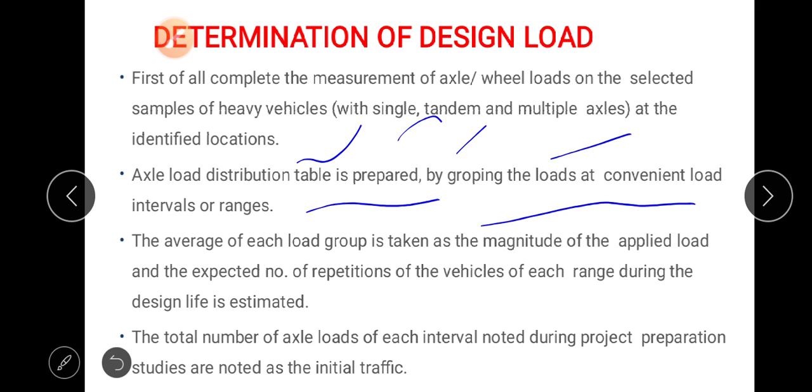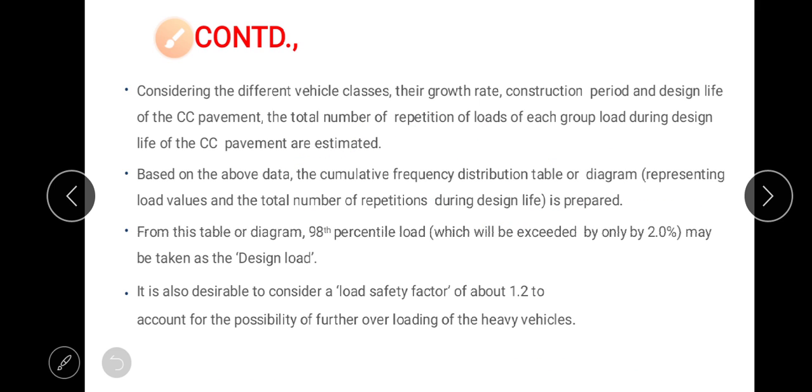The total number of axle loads of each interval noted during project preparation studies are noted as the initial traffic. Considering the different vehicle classes, their growth rate, construction period, and design life of the cement concrete pavement, the total number of repetitions of loads of each group load during the design life of the pavement is estimated. Based on the raw data, the cumulative frequency distribution table or diagram representing load values and the total number of repetitions during the design life is also prepared.